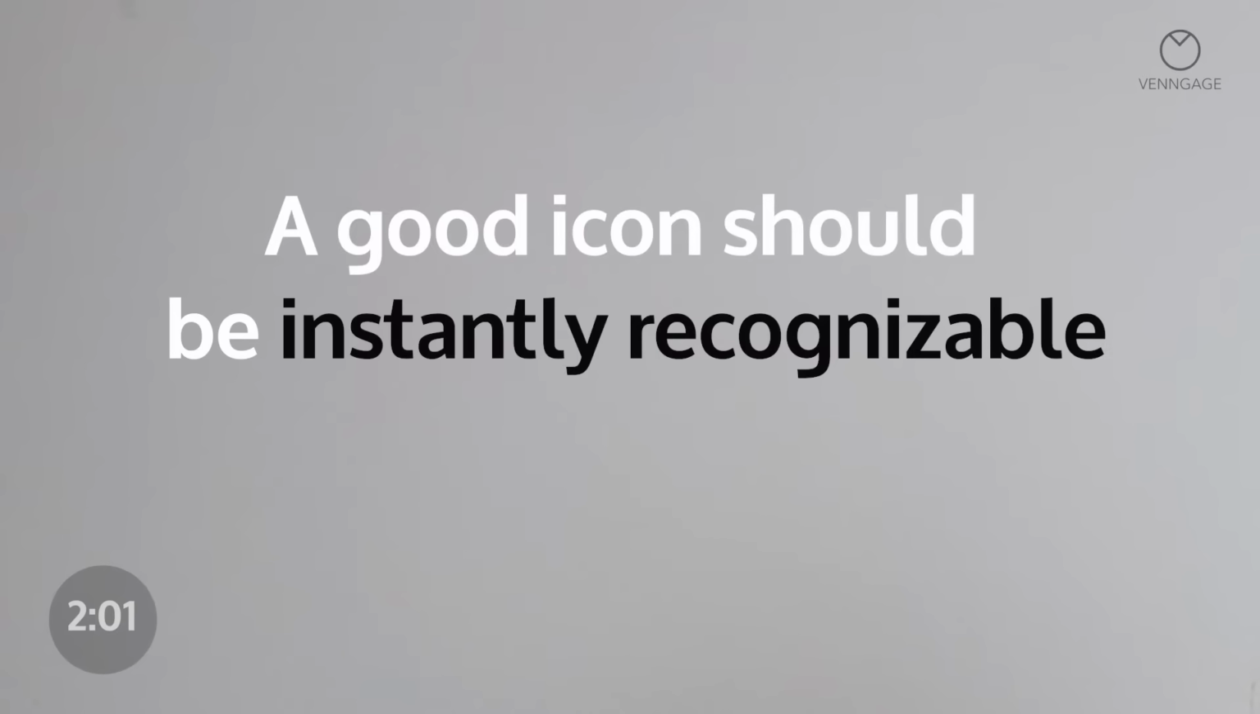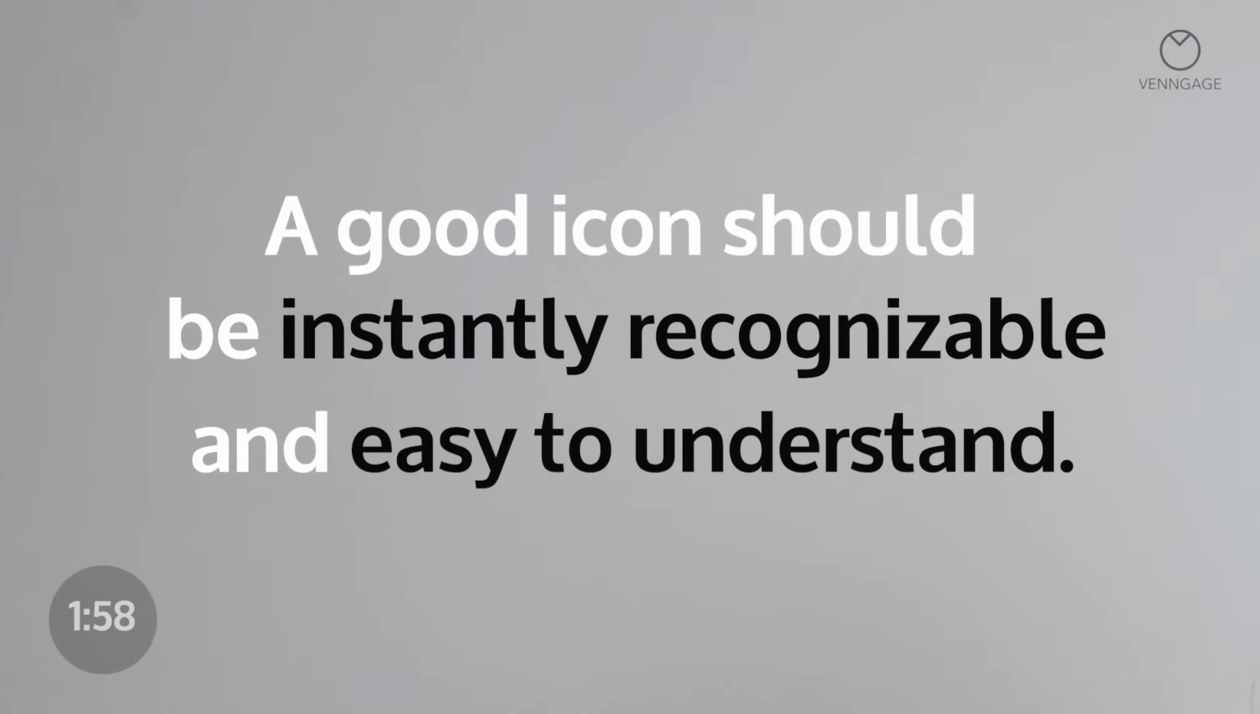A good icon should be instantly recognizable with its meaning easy to understand. Got it? Good. For example, instead of writing washroom on the door, you can just use an image to symbolize that this is a washroom instead.